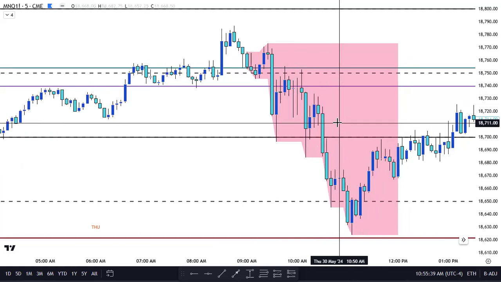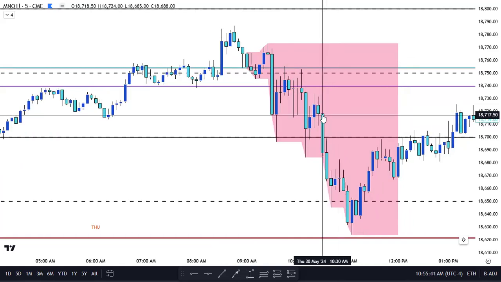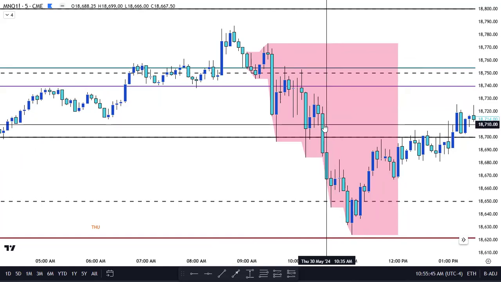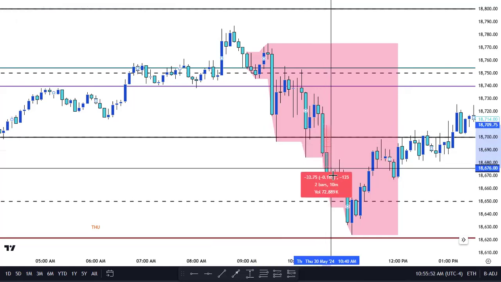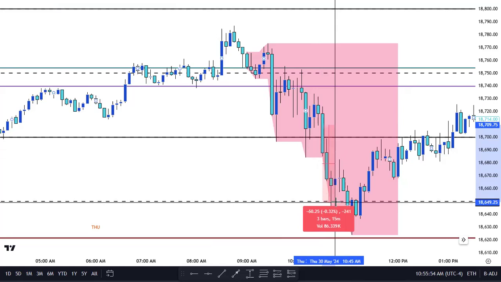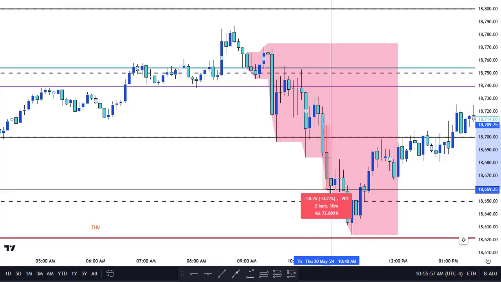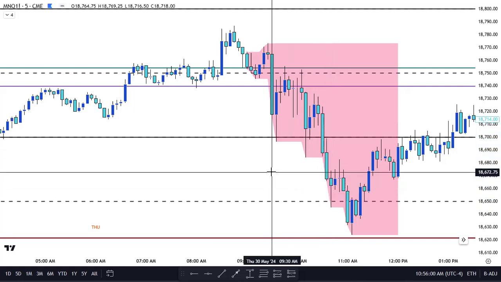Now for me, I like to take an aggressive entry sometimes. I like to get in before that candle even closes. So I would have entered this trade right around this area as it broke this wick. And I would have held it. I would have been targeting the low, but we just want to target our 50 points. So there's your 50 points right there.